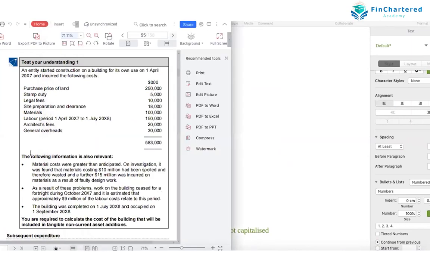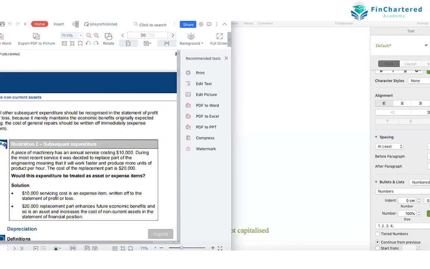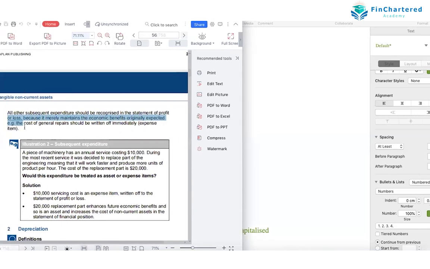Now we will look at this textbook. Again, you will capitalize, should be treated as part of the cost of the asset only if it is enhancing the asset. Any expense that is spent in just maintaining the asset will not be capitalized.